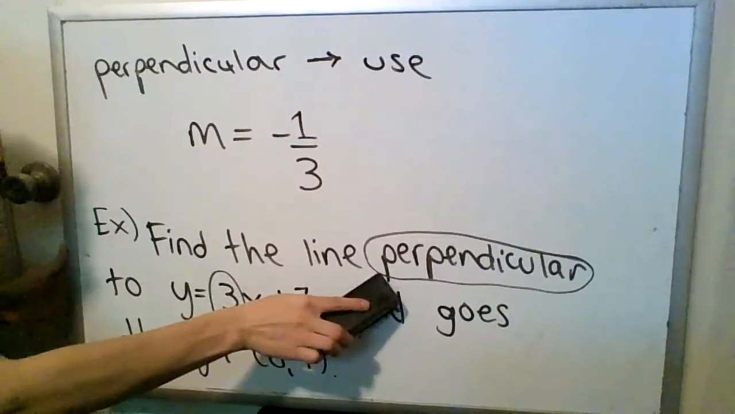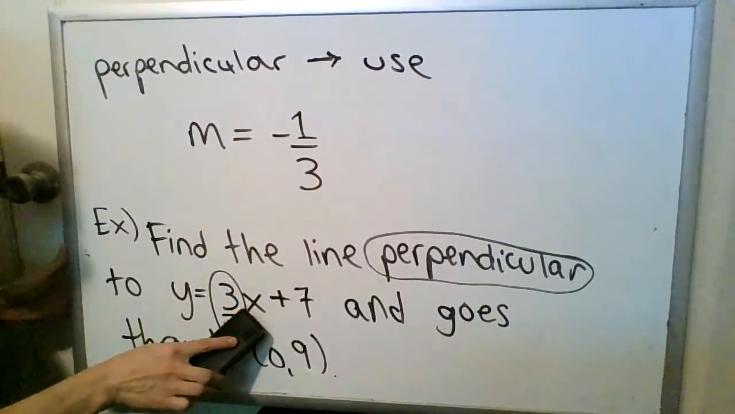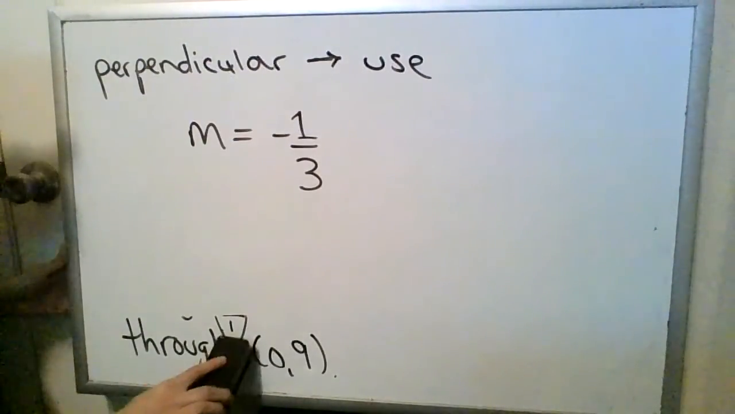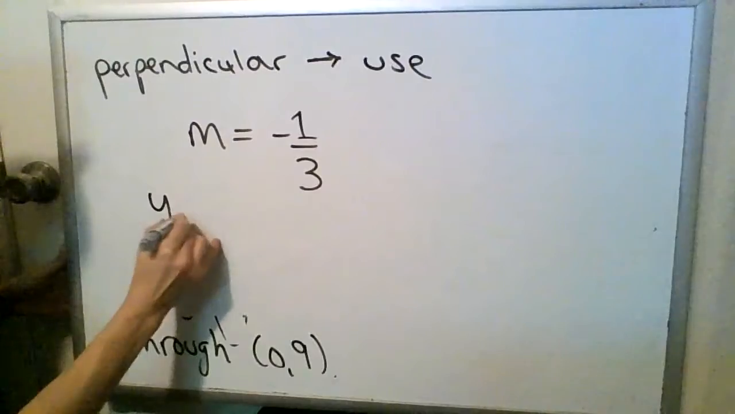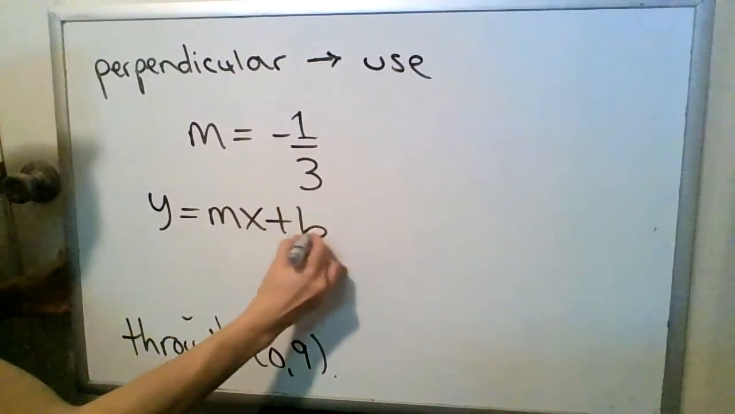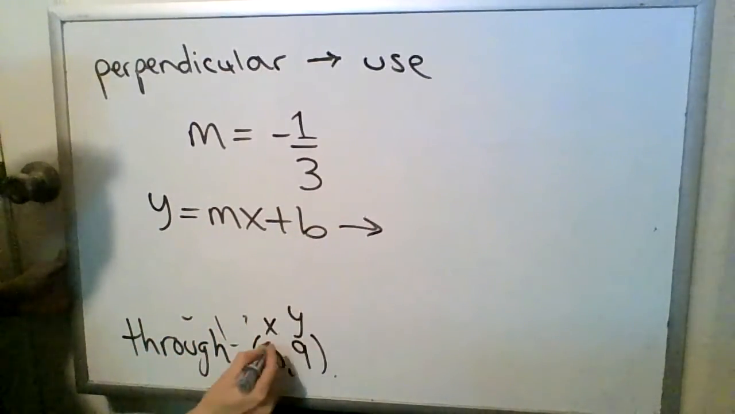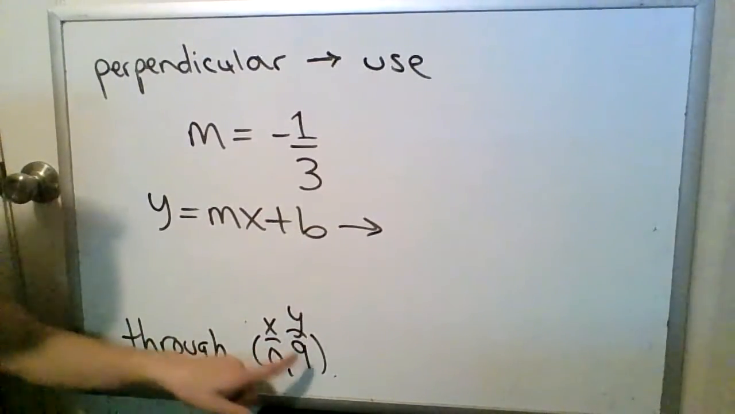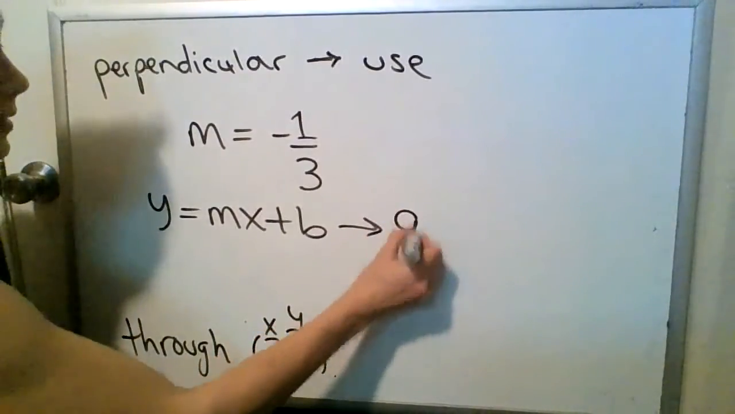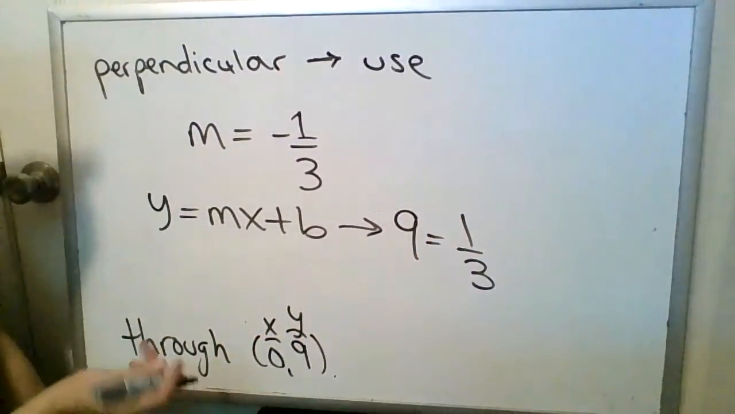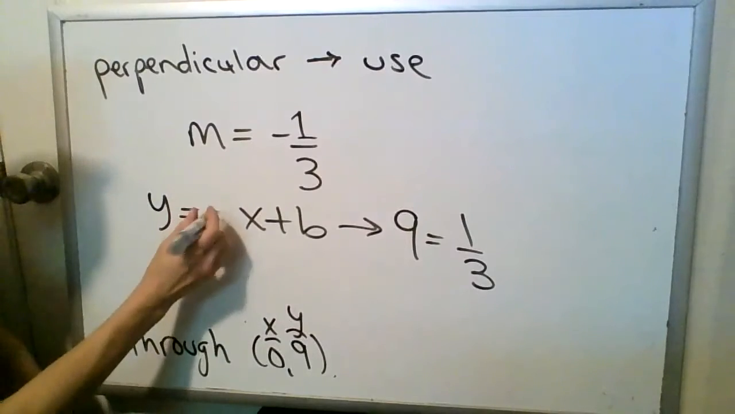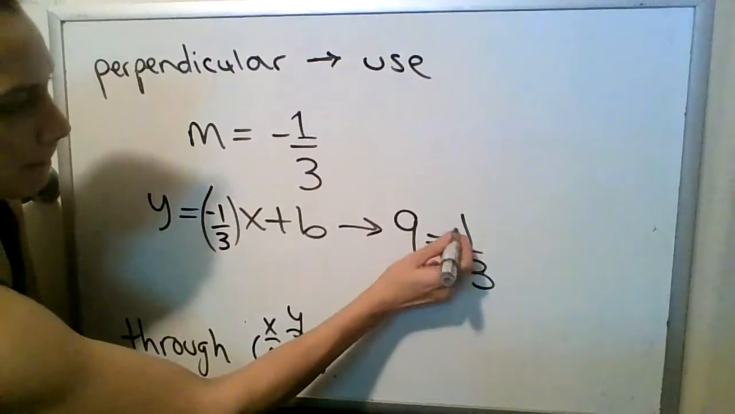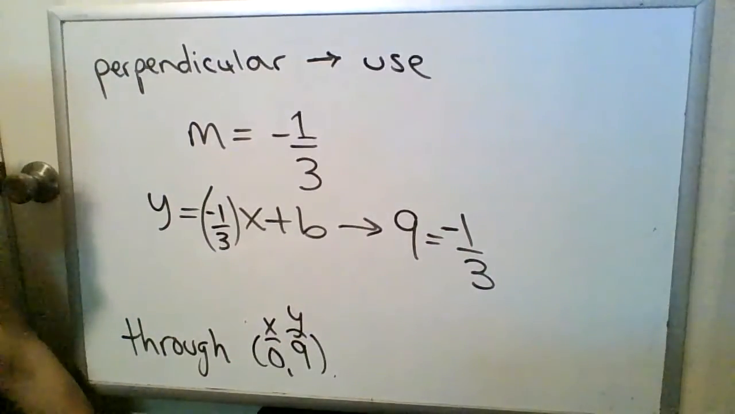Okay, so I use that part to get the correct slope. And now we're going to use the point in y equals mx plus b. This is x, this is y. 9 equals negative 1/3, which I could put right here. Oh, don't forget that negative sign, which I almost did.